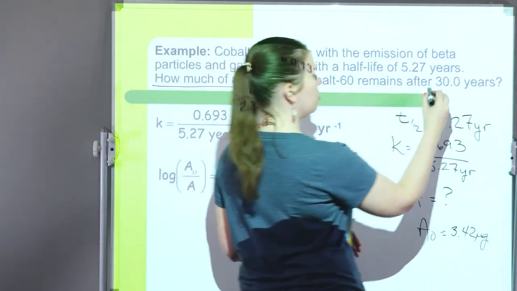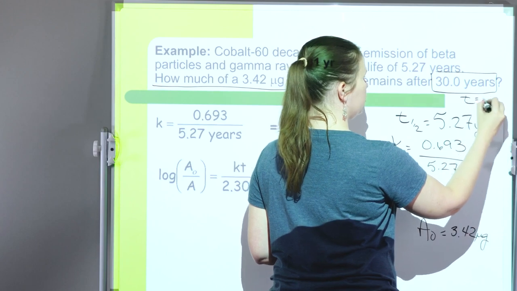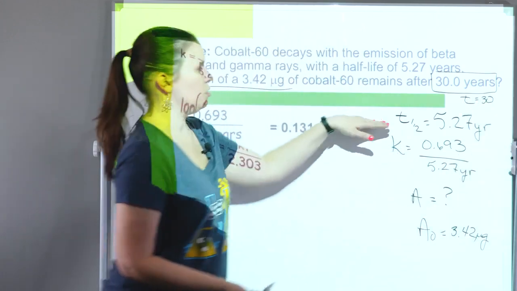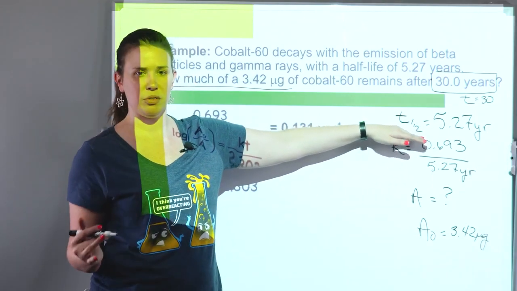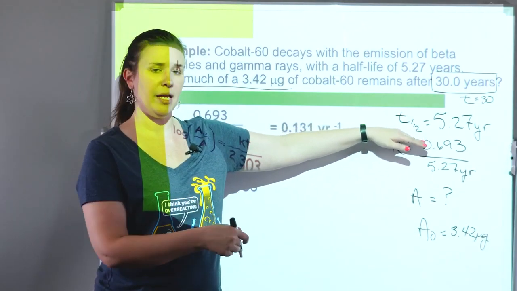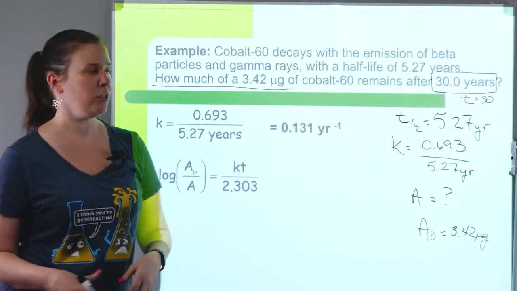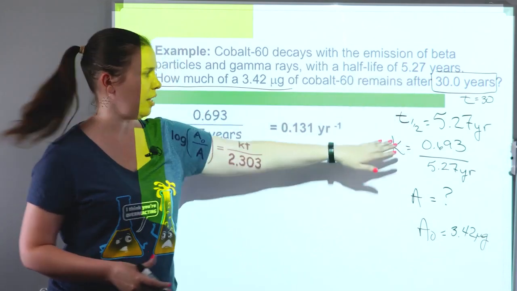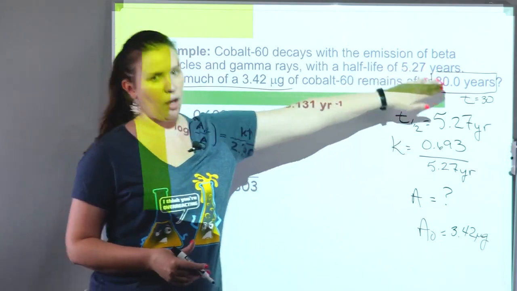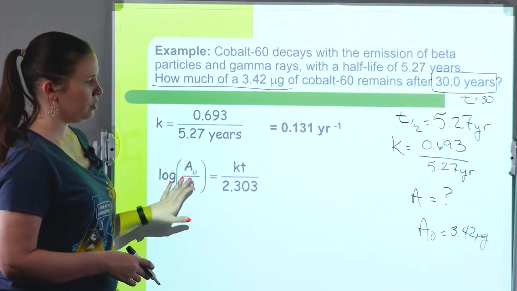I have one more variable here. This 30 years would be the actual time. So the half-life is 5.27 years, meaning for every 5.27 years, half of the cobalt decays. The question is, if I'm at exactly 30 years, how much is left? So we've kind of got to factor in the half-life's role over the 30 years, which is where the k comes in. Now let's start plugging in.